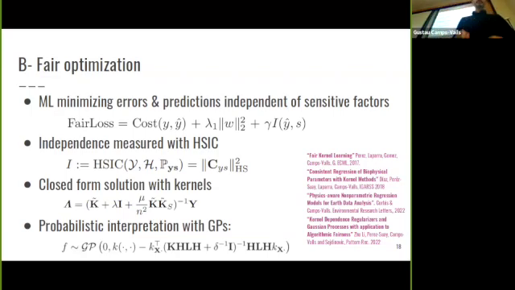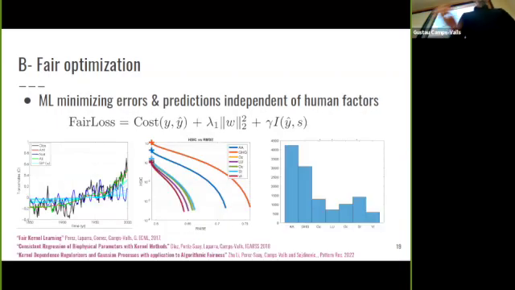So we incorporated this function I, and for that we just took the independence measure from HSIC, the Hilbert-Schmidt independence criterion. If you put that together with a kernel ridge regression, you end up with a very nice closed form solution with a clear interpretation of what is going on. You can also derive the probabilistic interpretation with Gaussian processes, which is very nice as well because of the nice properties. Okay, a very simple toy example for that.